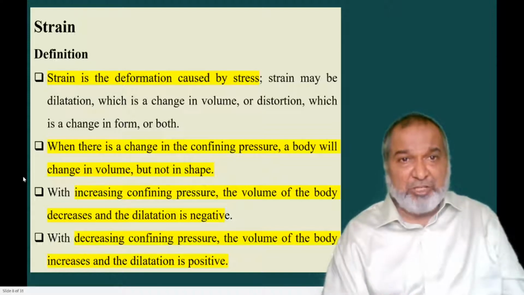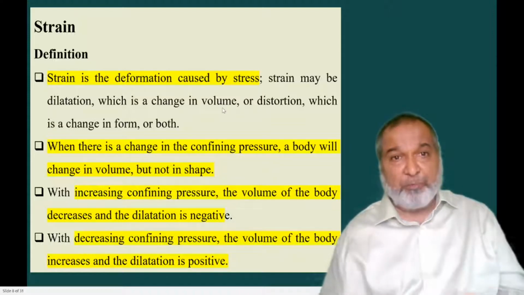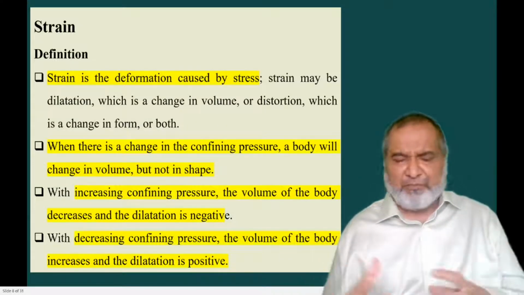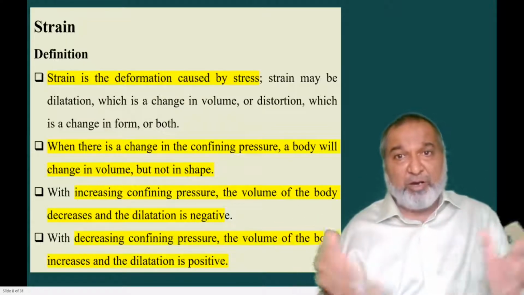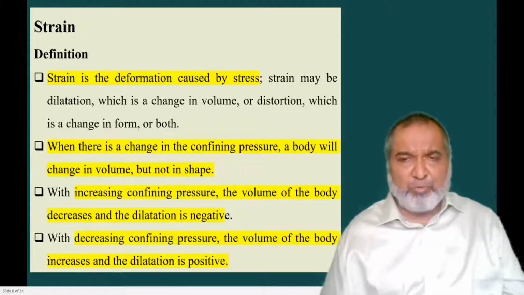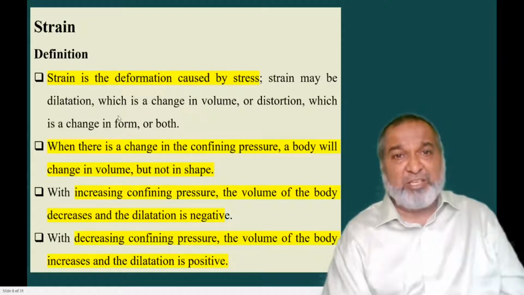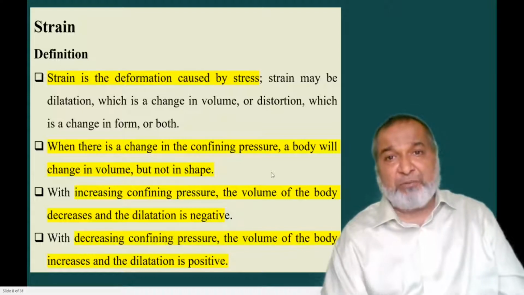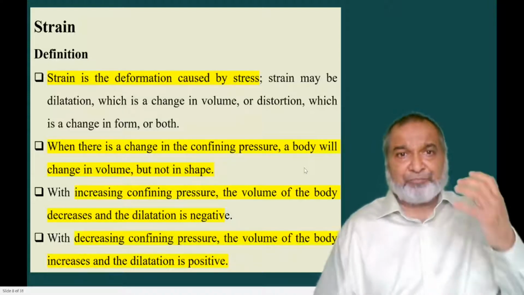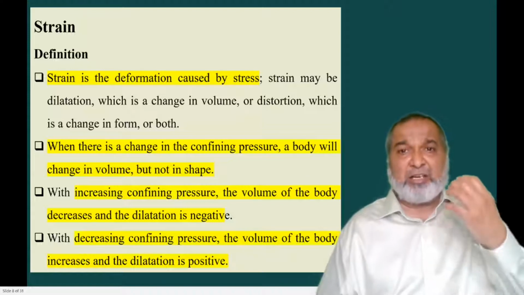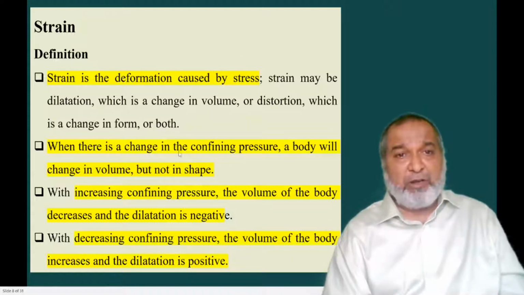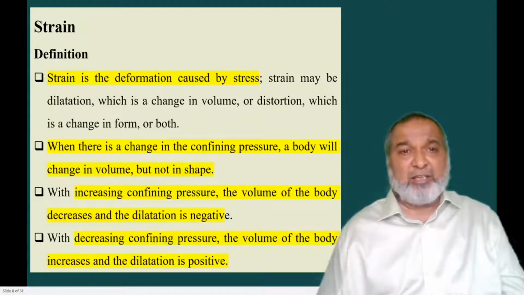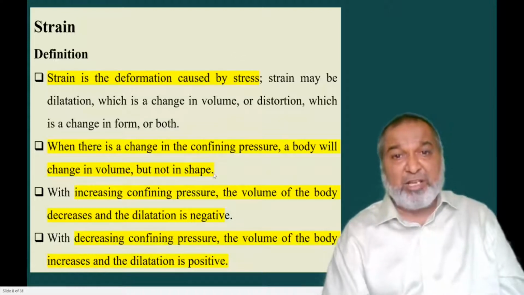Strain may be dilation, which is a change in volume. Dilation means change in the volume, or distortion. The size may be reduced, or there will be a distortion, which is a change in the form, or both. When there is a change in the confining pressure, a body will change in volume. When pressure changes, automatically the volume will also change, but not the shape.